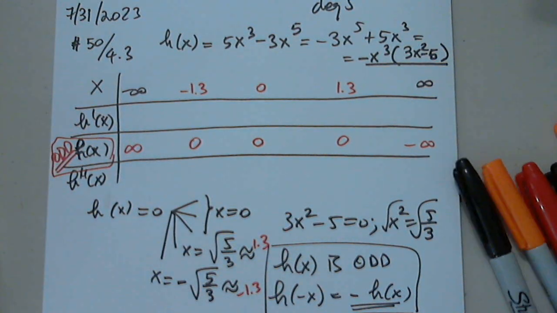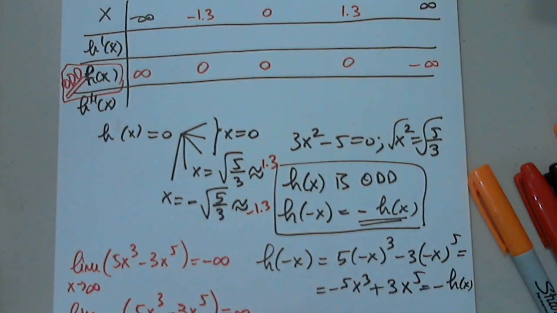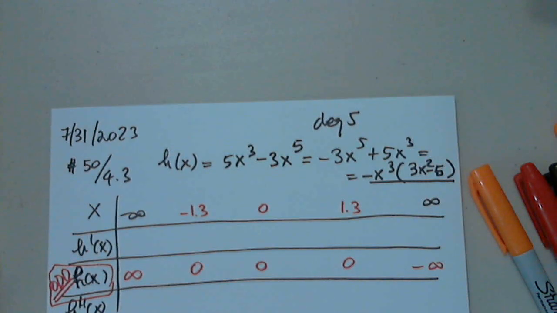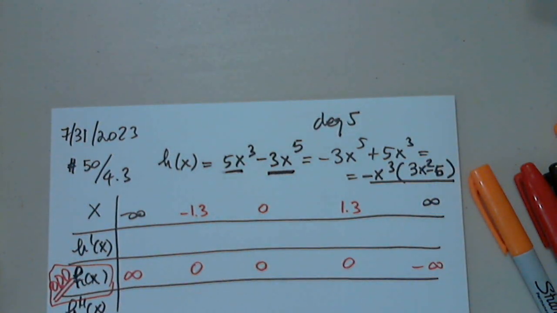Okay, now I can move on to the first derivative. So for the first derivative, can anyone give us the first derivative? Here's the function, 5x to the third minus 3x to the fifth.